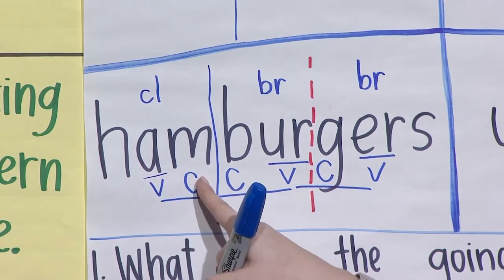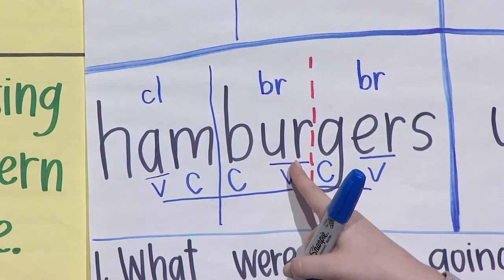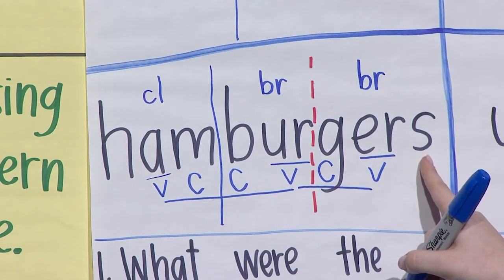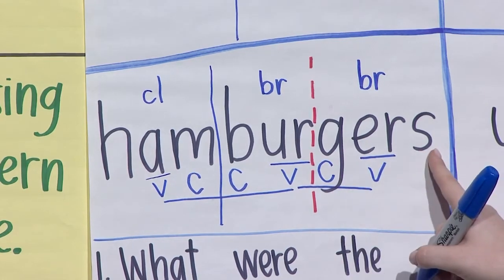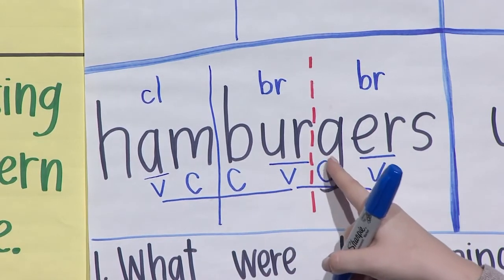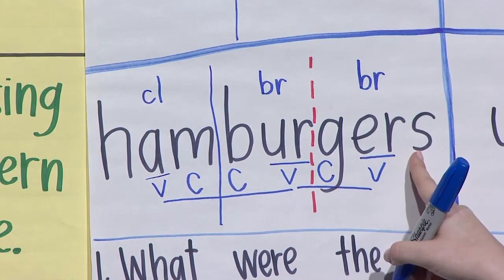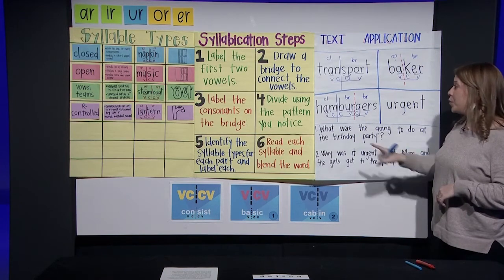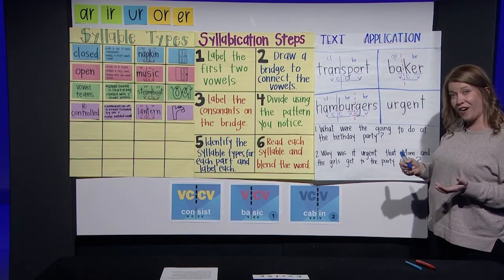Ham, bur, gers. Let's put this big word together. Ham-bur-gers. Hamburgers. I love hamburgers. Do you? Awesome. That was great reading, and that word was 3 syllables. But following our steps, it wasn't that hard.